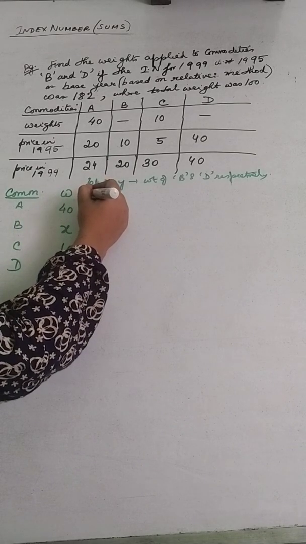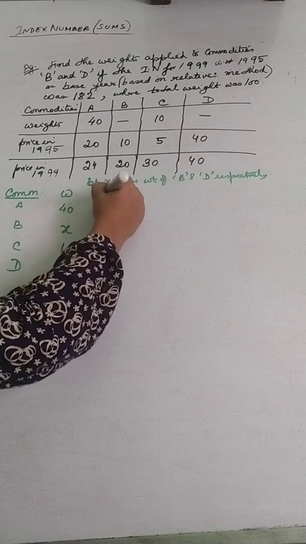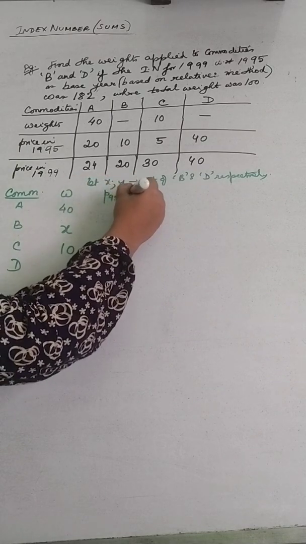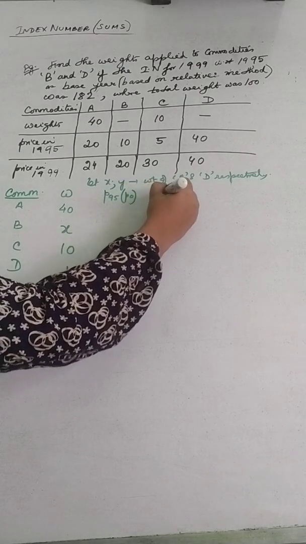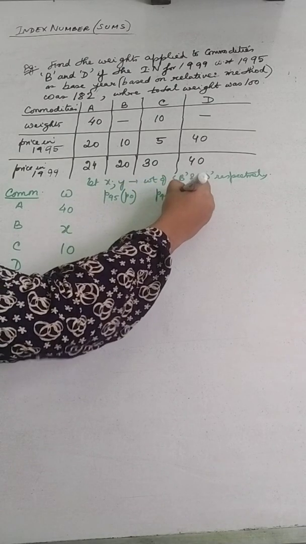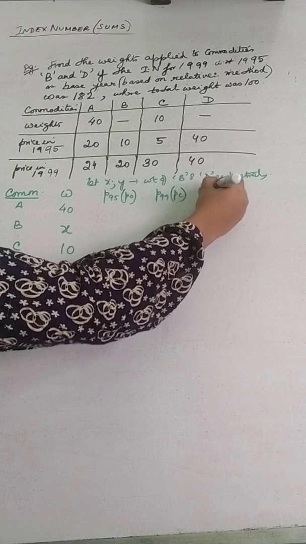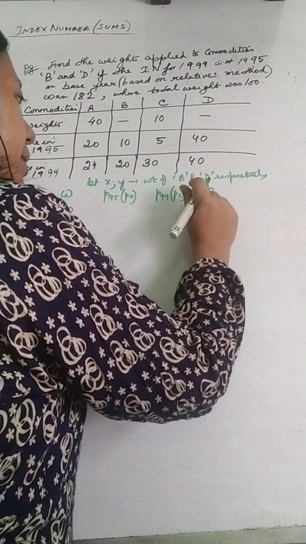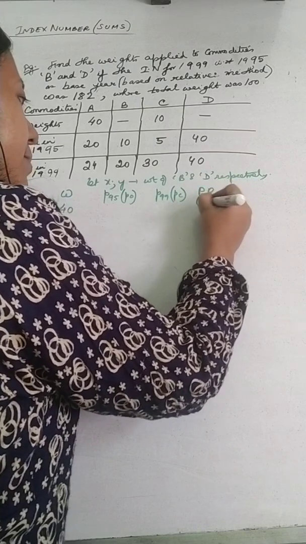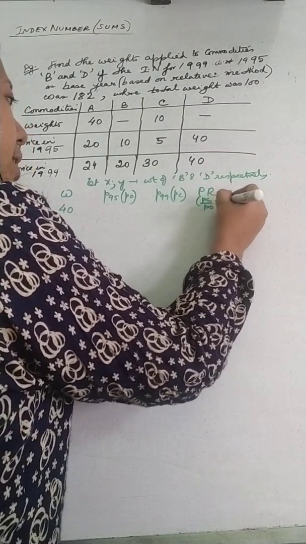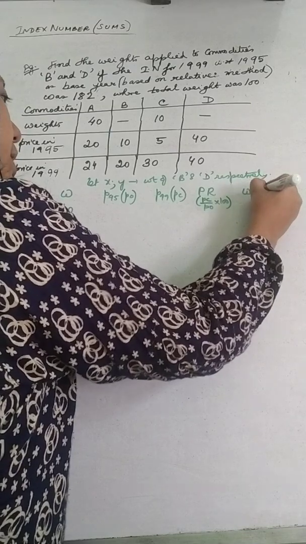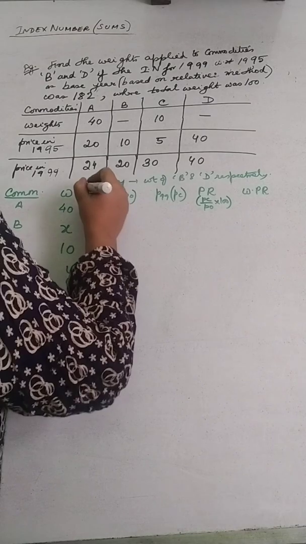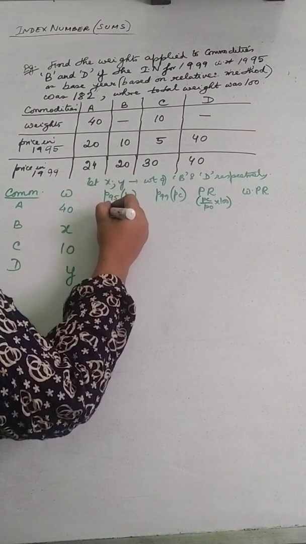Next comes your price in 1995, P95. P95 is your base year, that is P0. And the other one is P99, your current year, that is PC. PR will be needed, PC by P0 into 100, and right below that, finally, you need WPR. So many columns. Okay.